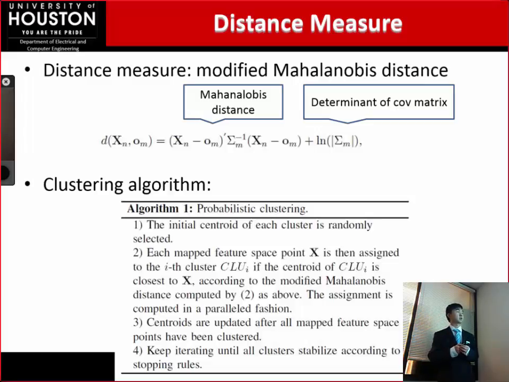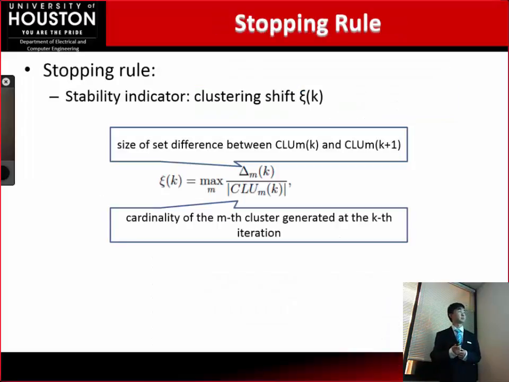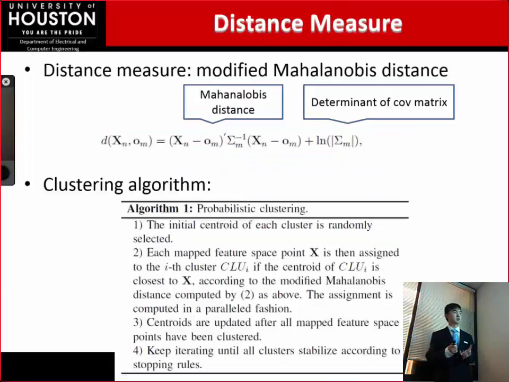To solve the clustering problem, we propose the following algorithm. It's in the fashion of Lloyd's algorithm. First, we initialize the centroid of each cluster, randomly selected. And then we assign feature points to the mth cluster if its distance to the mth centroid is the smallest. Then the centroids are updated after all the data points are mapped for the first run. Then we keep iterating these procedures until the clusters achieve a stable structure and the stopping rules are satisfied.